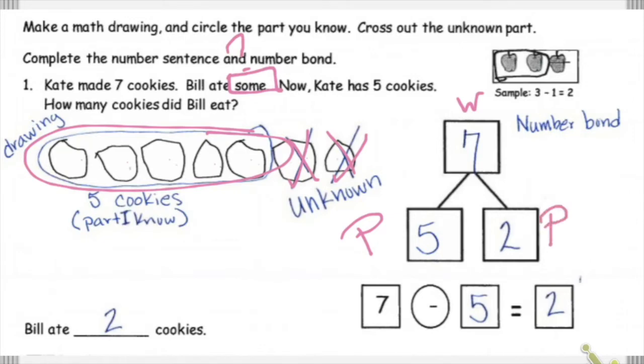So our number sentence is going to be 7 minus 5 equals 2. Because there were 7 cookies. We didn't know how many Bill ate, but we knew that Kate had 5 at the end. So 7 minus 5 equals the 2 that Bill ate. So Bill ate 2 cookies.